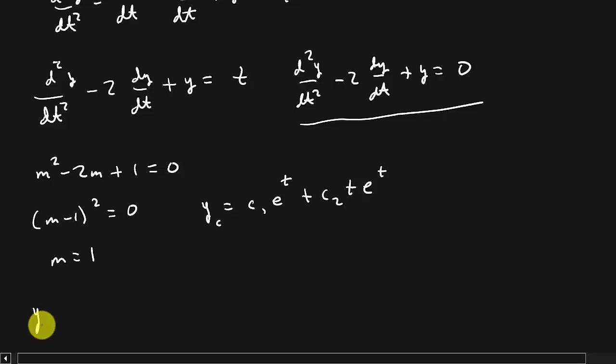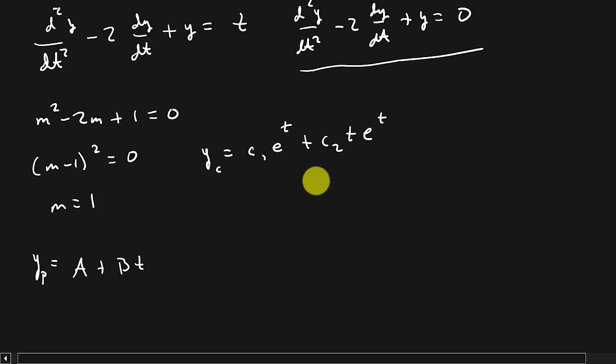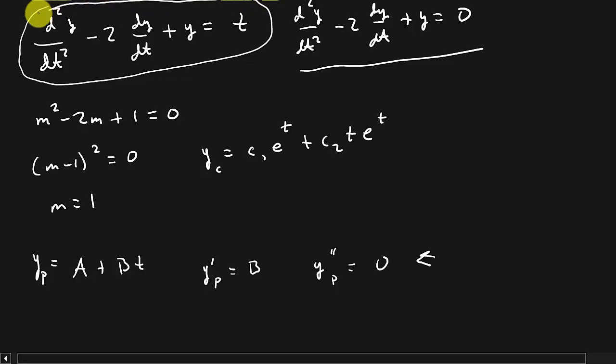And so now we've got yp. Well, we've got a linear, right? So we can assume that it's going to be a plus bt. And so I've got y prime p is equal to b, y double prime p is equal to 0. And so what are we going to do? Well, we're going to take these and plug them into our differential equation right here. So that's going to be 0 minus 2b plus a plus bt equals t.